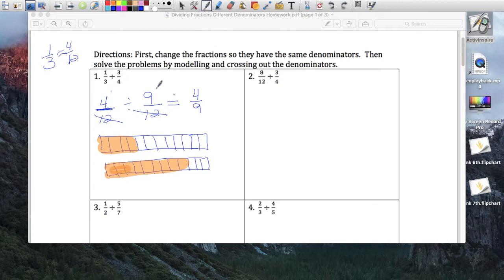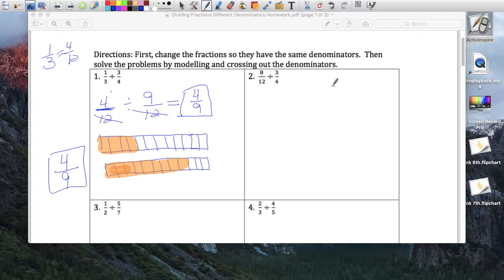Pretend for a second we didn't do the crossing out method and we wanted to find out what 4/12 divided by 9/12 is. How many groups of 9 can you make out of 4? Well, I can't make a group of 9, but I can make a group of 4 out of the 9 I was trying to make. So you can tell that this answer and this answer are exactly the same.